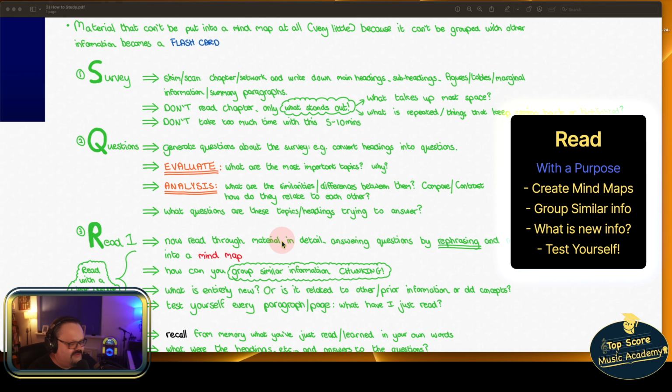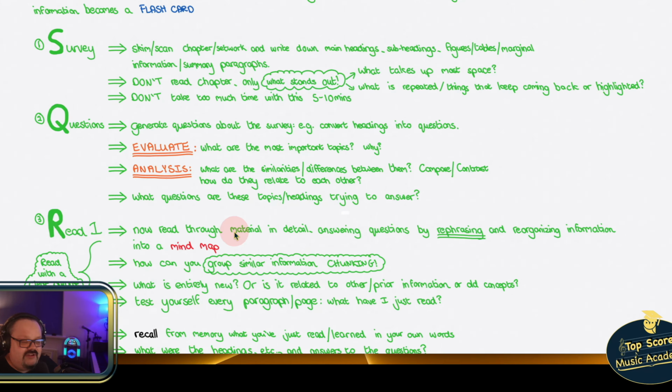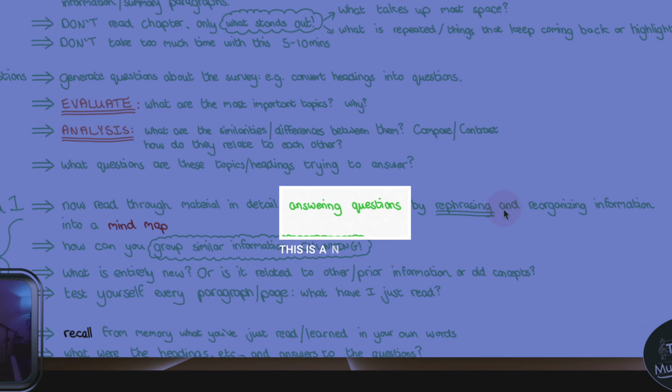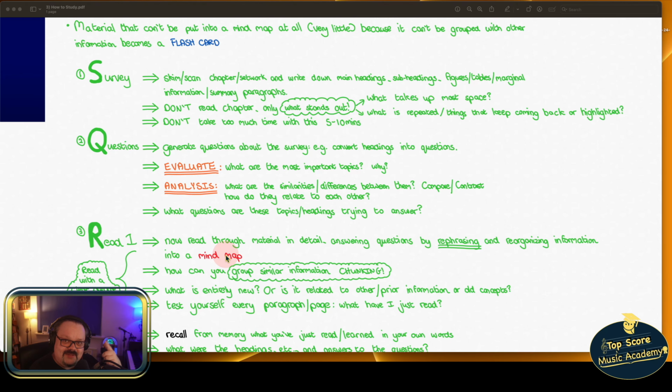Now you're going to read through the material in detail because you've only surveyed it and then made questions based on that survey. Now you're actually going to go into it in detail, answering the questions that you've already asked yourself in the second step, by rephrasing and reorganizing that information into mind maps. And we're going to look at how to do mind maps in another lesson, but in the steps that we're looking at today, it'd be step number 3.